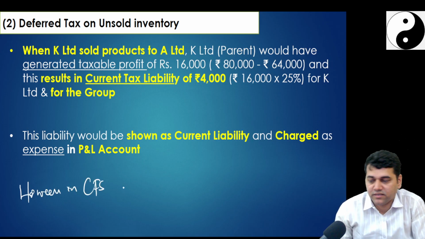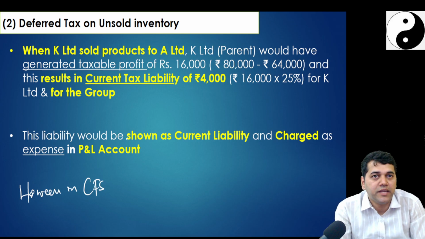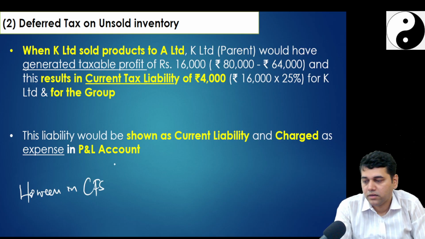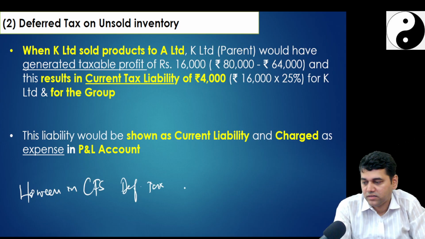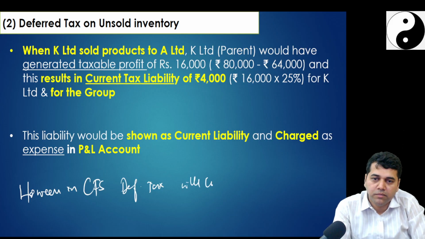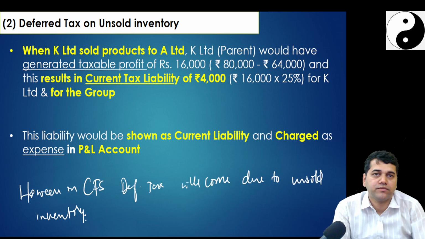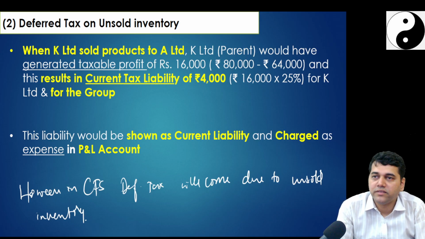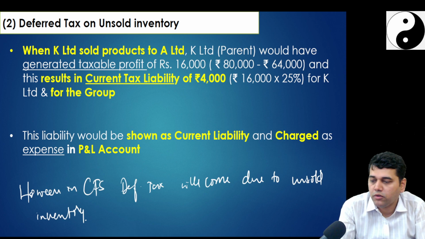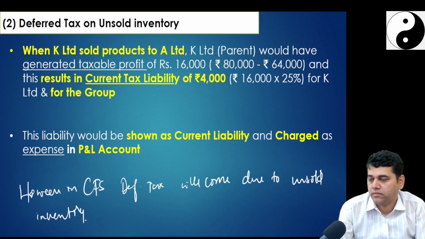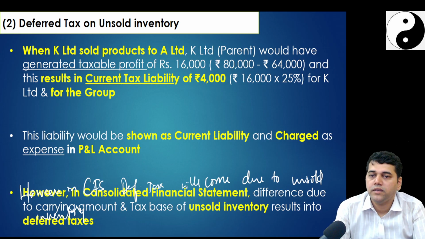Now, however, in CFS, the tax liability that came in SFS, the same liability will move to CFS also. Deferred tax will come due to unsold inventory. Why? Because you are loaded with the profit. In the CFS, the deferred tax impact is going to come. You have loaded them with the profit, no? Done? Yes, now we have to calculate.